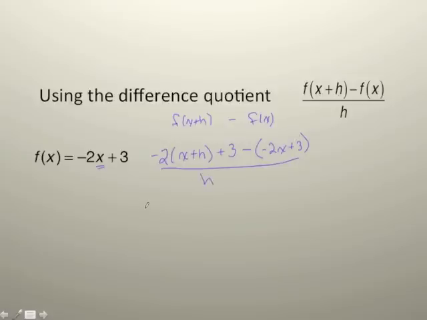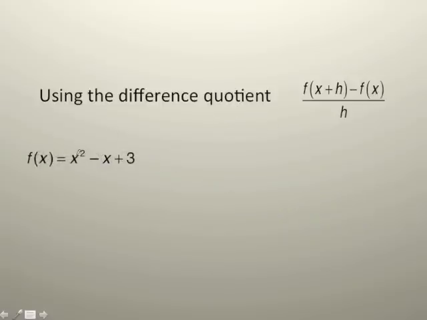Getting rid of my parentheses, I'll have -2x minus 2h plus 3. Negative times a negative, positive 2x minus 3 all over h. Combining like terms, -2x and positive 2x, they're gone. -2h, I only have one. And 3 minus 3, oh, they're gone, over h equals -2. So the difference quotient for this function is just -2.